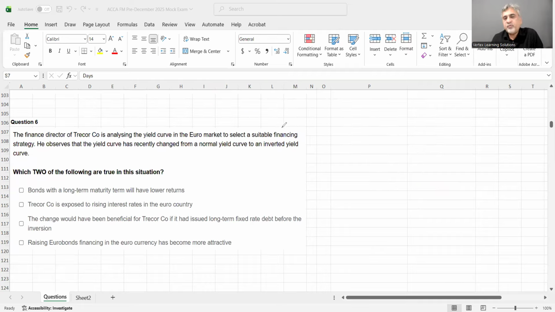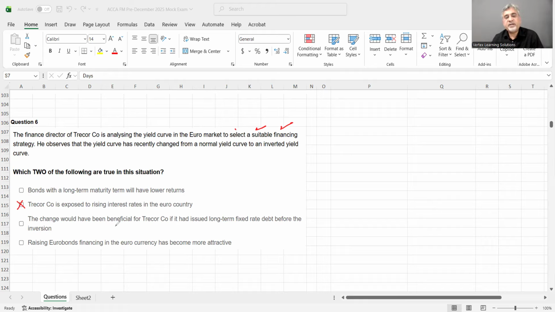Now, because they have to do financing and he's thinking about a suitable financing strategy, which two of the following are true in this situation? Bonds with a long-term maturity term will have lower returns. Okay, makes sense. Tracker company is exposed to rising interest rate in the euro country. No, interest rates are not going to rise actually. Interest rates are going to fall down.